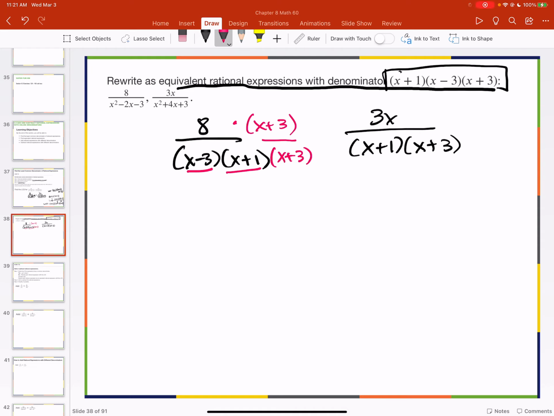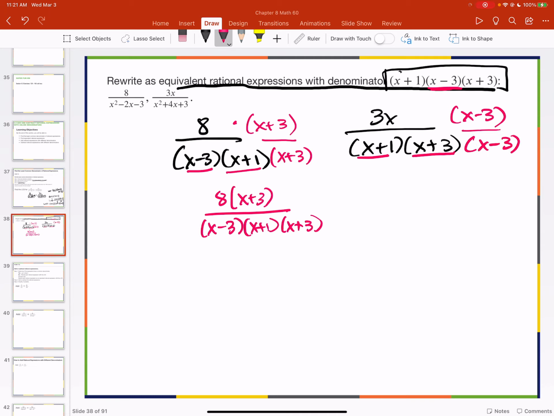Remember, when you multiply by a number over itself, it's equivalent to multiplying by 1. So this would be 8 times x plus 3 over the LCD. And then the next one, what's missing: you have an x plus 1, you have an x plus 3, you're missing x minus 3. So you would multiply top and bottom by x minus 3. So this would be 3x times x minus 3 over the LCD, x plus 1, x plus 3, x minus 3. Now, do you need to multiply this out? You will if you have to add and subtract them, which we are going to be doing.